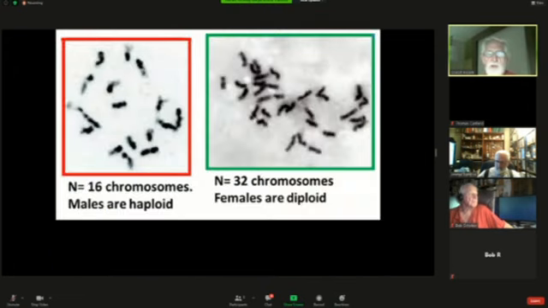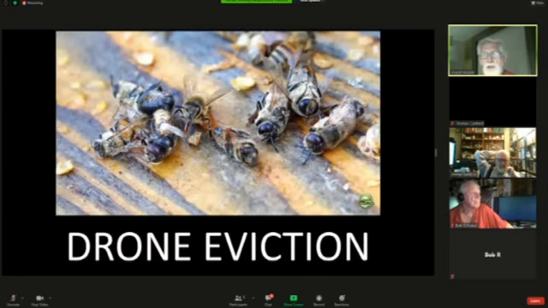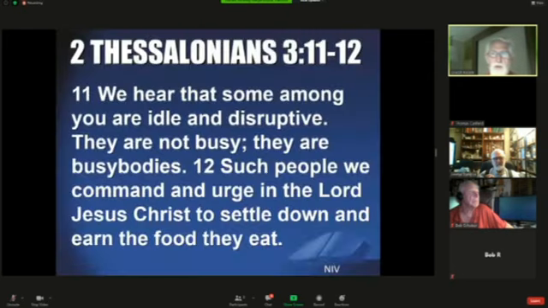And here it's showing you the difference in the chromosomes. As I said, the unfertilized egg for the male only has one set of chromosomes from the egg, whereas the females have a double set, one set from the egg and one from the sperm that's been released. So here at the end of the pollen and nectar season, the drones are kicked out and they starve to death out in that cold, cruel world. What a terrible way to go.